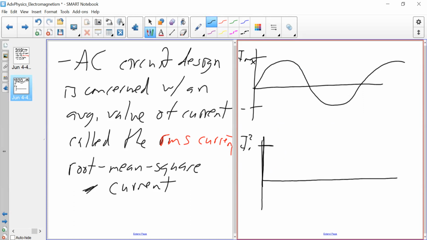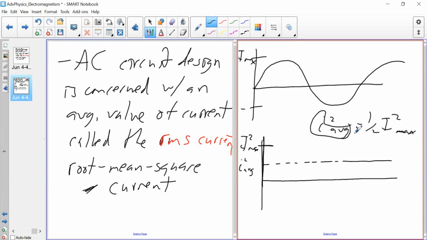So I squared max here. And then this root mean square would be half of the max. So we're looking at, over a period of time, what half of this I squared maximum is going to be. So basically, root mean square is half of the maximum current squared. I squared average is equal to 1/2 I squared max. So this guy here is the one that's important. This is our root mean square.